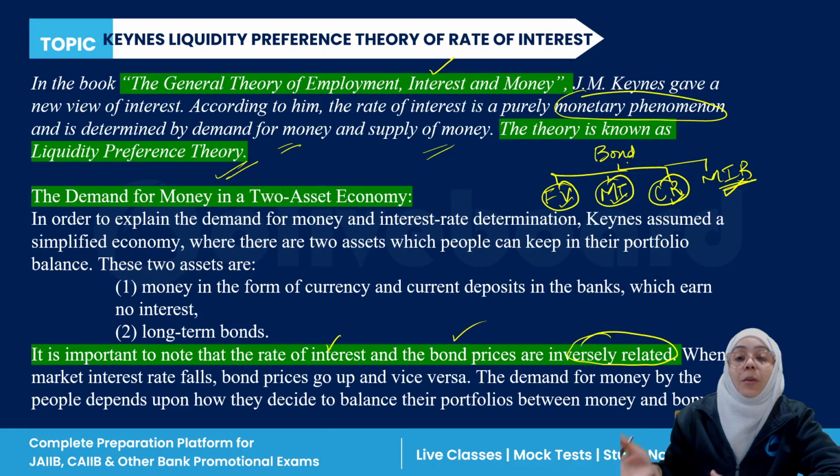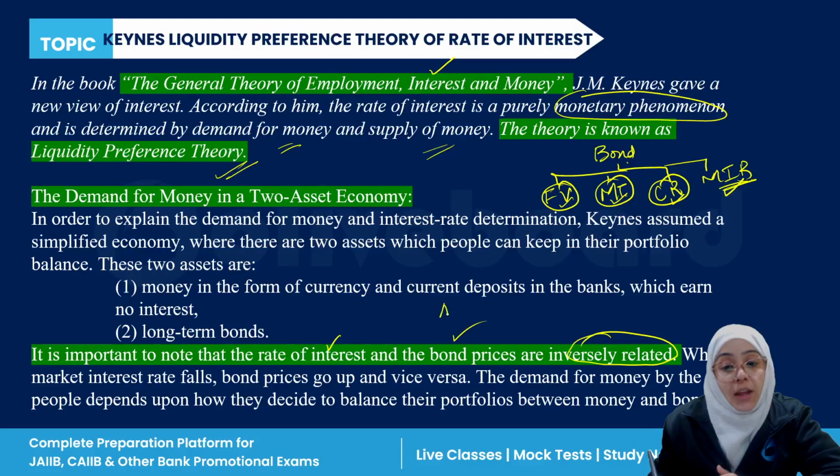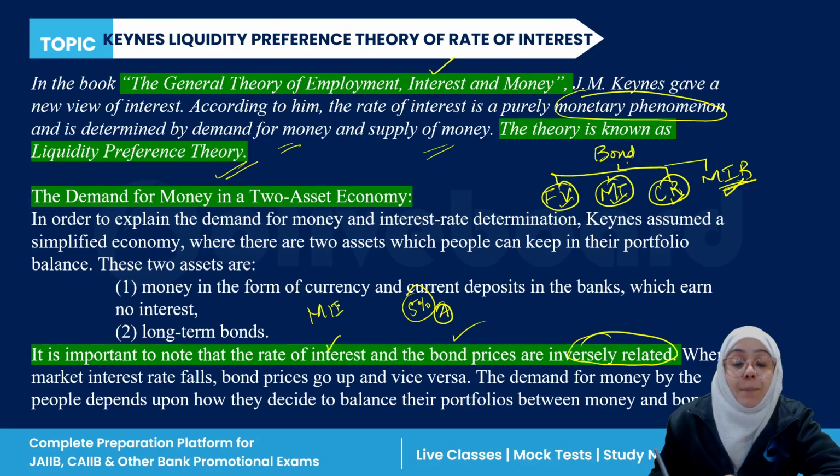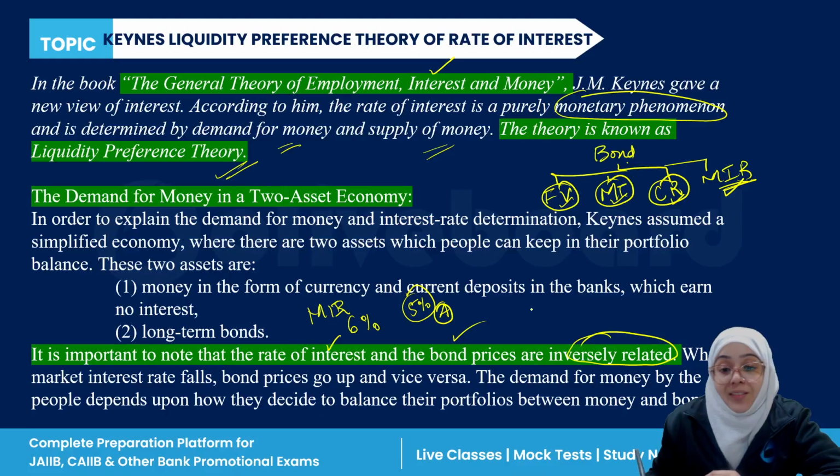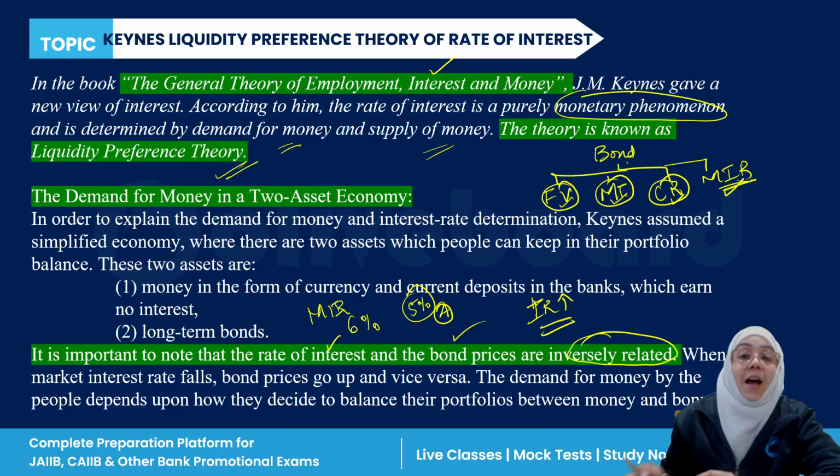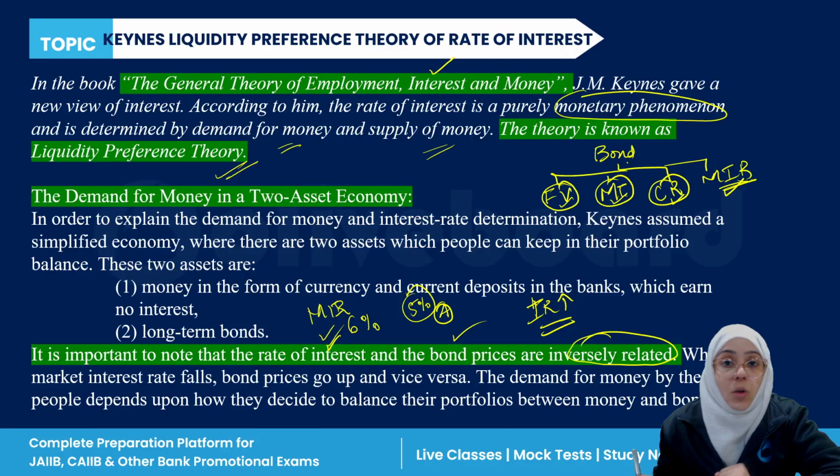Now, the main theorem says that when the market interest rate increases, the bond price decreases, and vice versa. How? See, for example, there is a bond option A available in the market, which is giving you a coupon rate of 5% per annum, right? Now, for example, a new bond scheme has been introduced, and the market interest rate is raised to 6%. Now, when there is a high market interest rate, this new bond will give you more return than the older version of the bond.